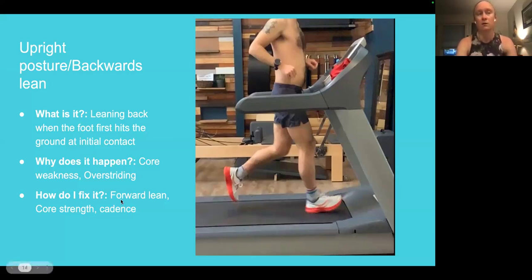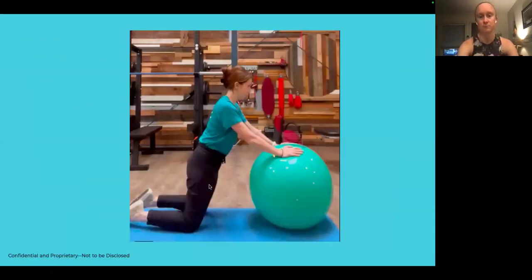So how we would fix this is just working on the cueing of forward lean, and working on the core strength to be able to hold the body there. And then also, again, we could play with cadence and see if that improves this at all. But when I think about posture, let's go ahead and go to the next slide because this will make a little more sense.